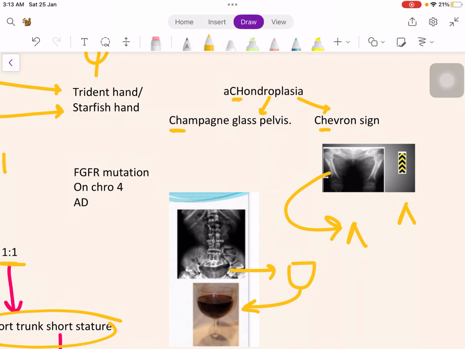And one more thing that we should remember about achondroplasia is that the mutation is fibroblast growth factor receptor mutation on chromosome 4, and it's an autosomal dominant condition. That means that there will be a history in the parent also. So this was all about the question for today.